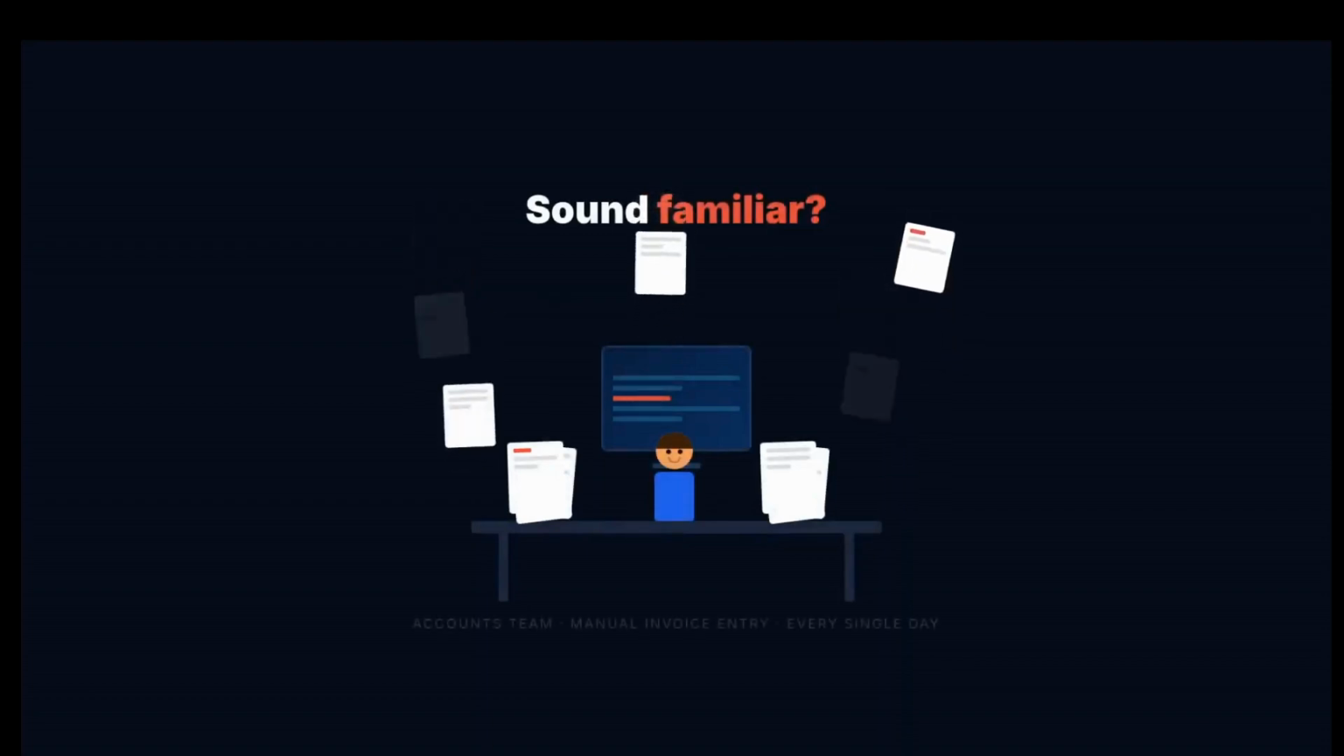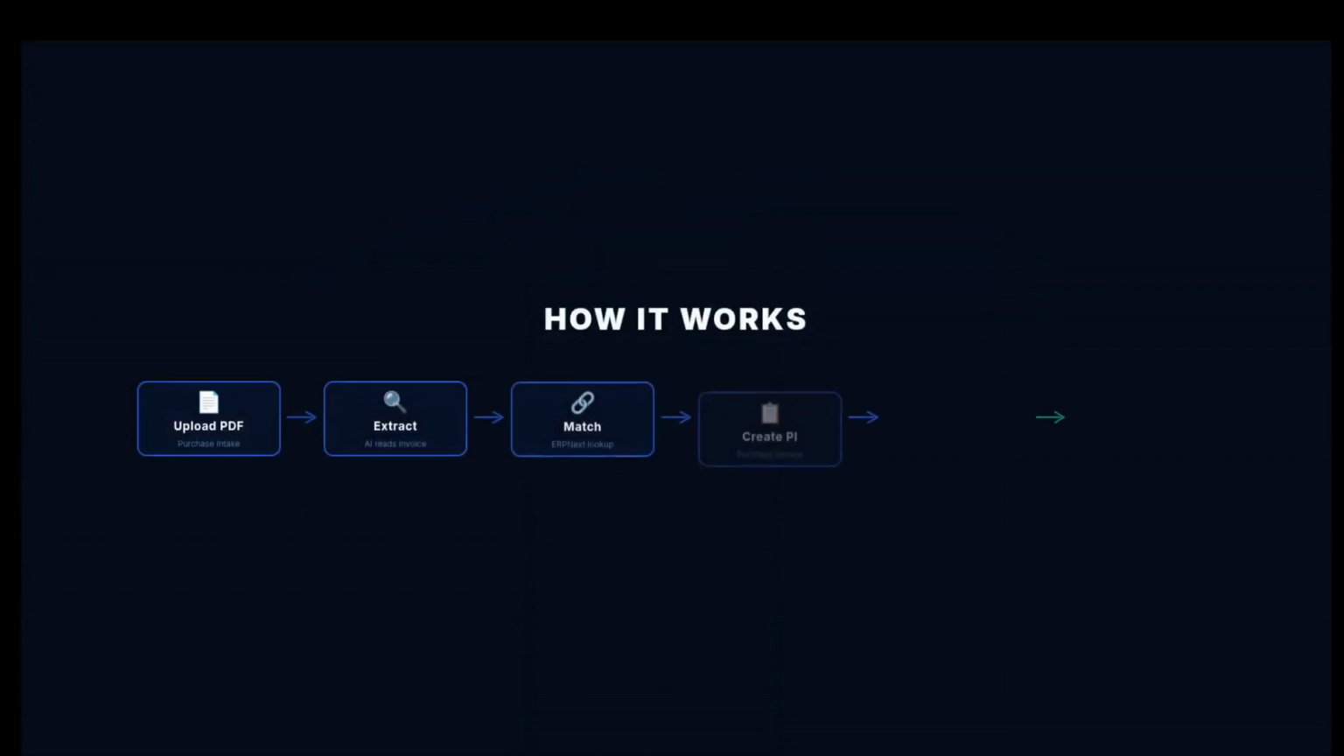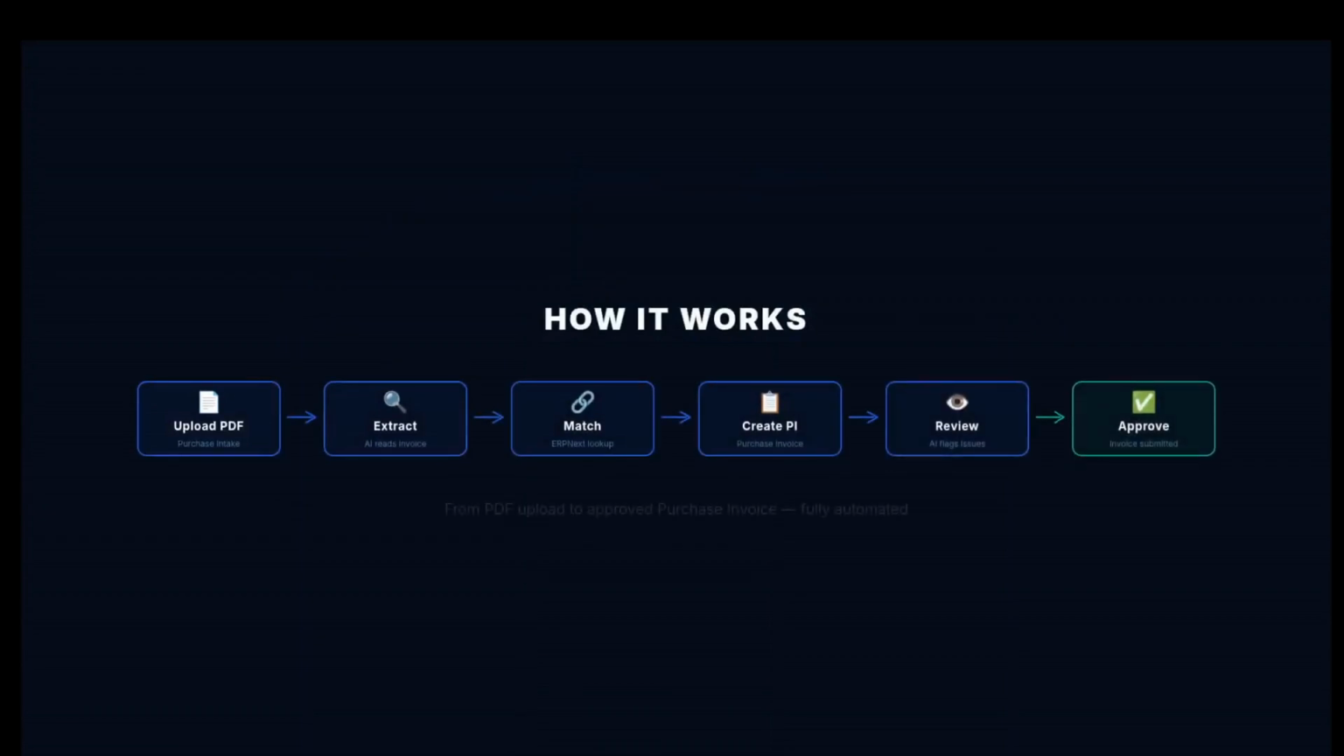Familiar with this situation? Vendor invoices, manual data entry, wrong data, not sustainable. This is where we come in. Frappe Assistant Purchase Agent, an ERPNext app that automates the entire purchase invoice processing pipeline using AI.